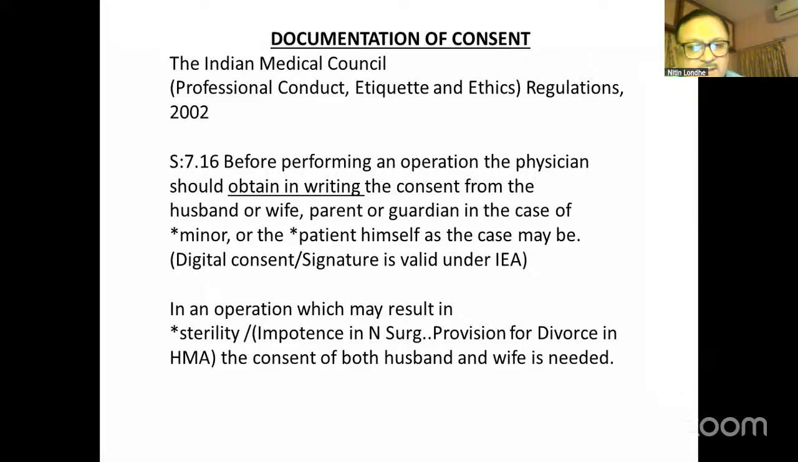In an operation which may result in sterility or impotence, in neurosurgery in some procedures of the spine, if at all, then provision for divorce is there under the Hindu Marriage Act. Therefore, consent of both the husband and wife needs to be taken in this sort of situation or a procedure which may involve the possibility of sterility or impotence.